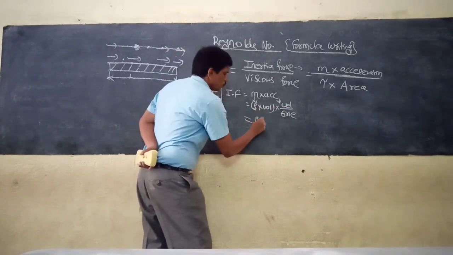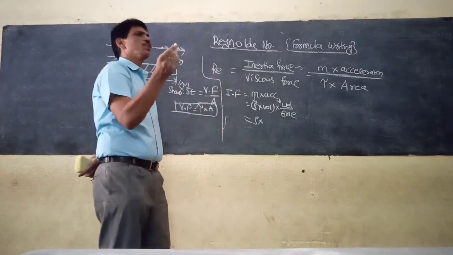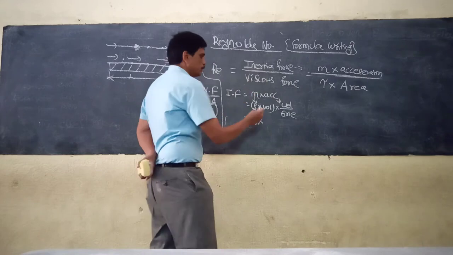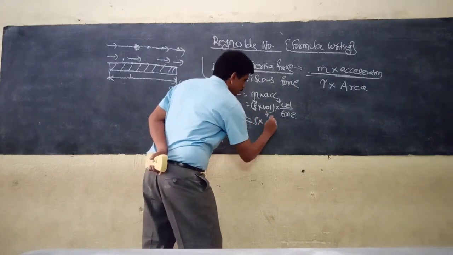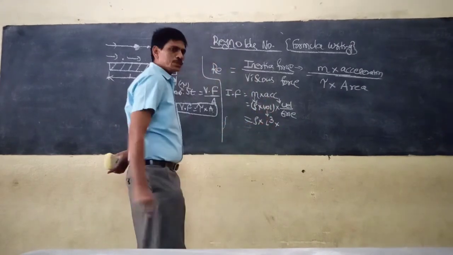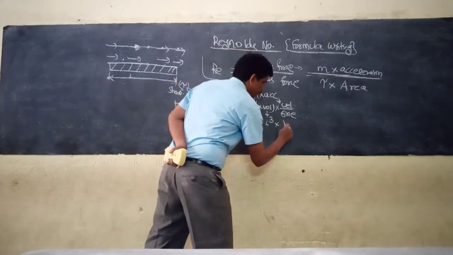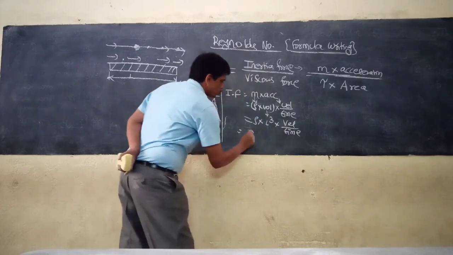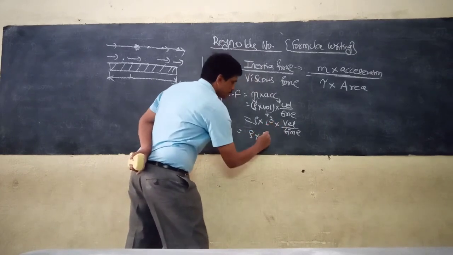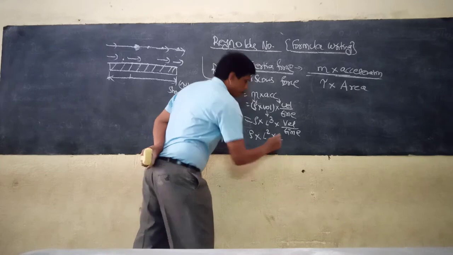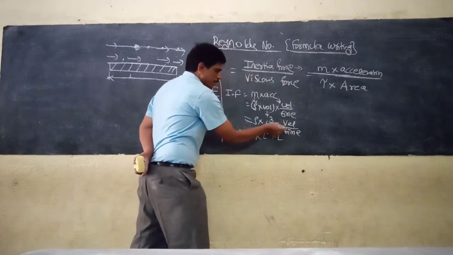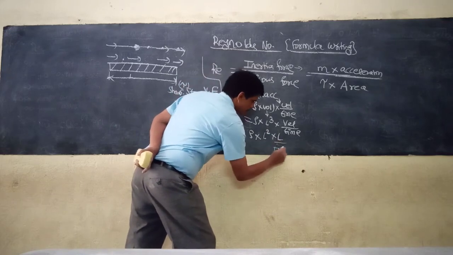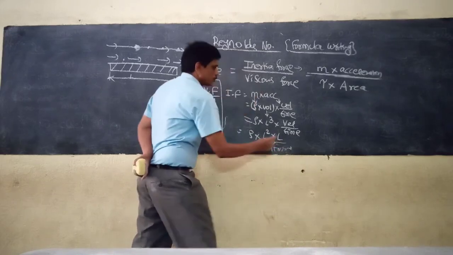So rho into volume. The unit for the volume is meter cube, and its dimension is L cube. So the volume can be written as L cube, into velocity by time. So rho into L cube, which is written as L square into L. This time is there, that is taken to the previous term.